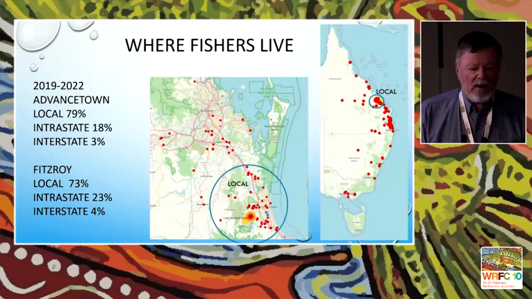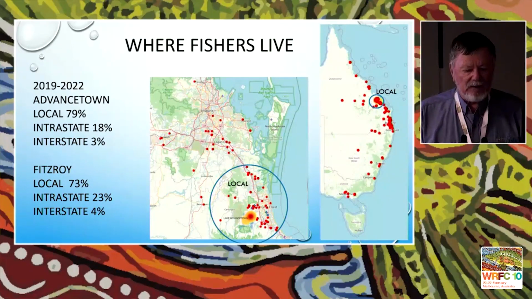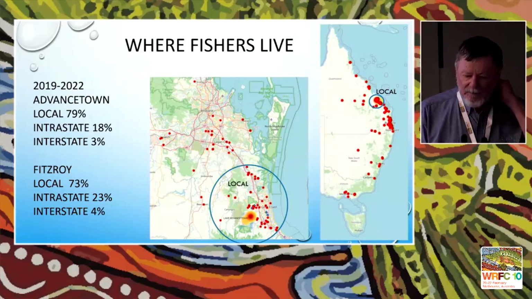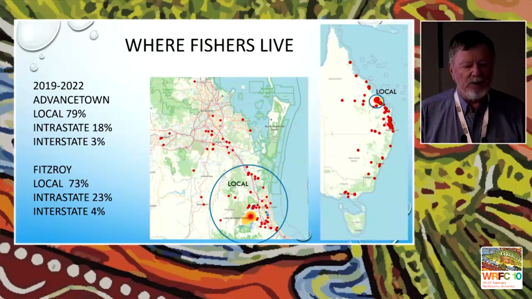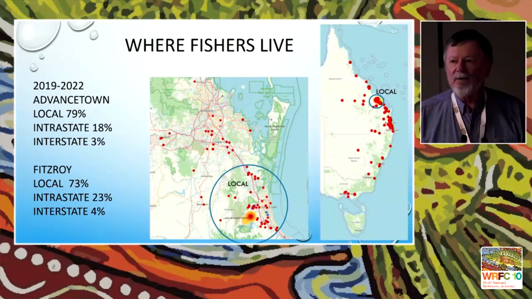Where fishers live, this is an example, Lake Advancetown on the Gold Coast. Nearly all the people that recaptured fish in there are local. The circle is about 50 kilometres, and the rest of the people live basically within 100 kilometres there. On the right-hand side, you see the Fitzroy River at Rockhampton again, and there you can see that while there is a fair bit of local effort in terms of recaptures of fish, there's also a much wider distribution from the southern part of the state, inland, and also in New South Wales and Victoria.